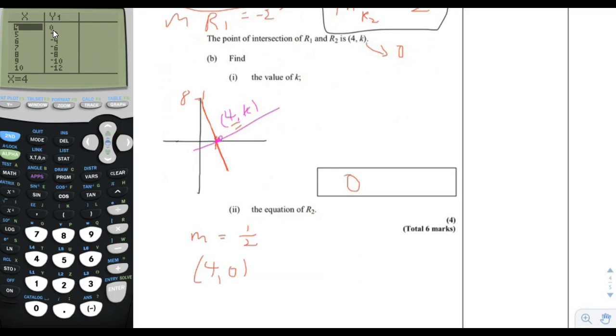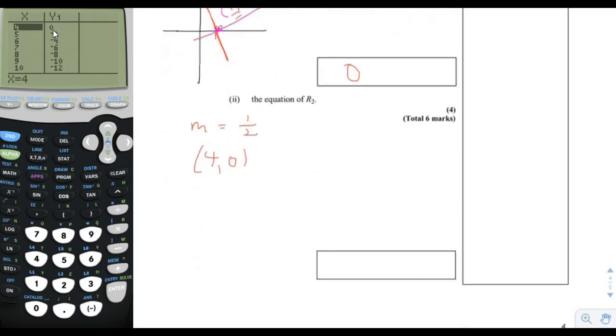we can figure it out with algebra, or we can figure it out using the calculator. So let's do algebra first. We know the equation for the line is going to be y equals mx plus c, and we know that the m value is 1/2. We also know that one of the valid points is x equals 4, y equals 0. So we can plug in x equals 4 and y equals 0, and we should get a true equation. What we end up getting is 0 equals 1/2 times 4, which is 2, plus c.